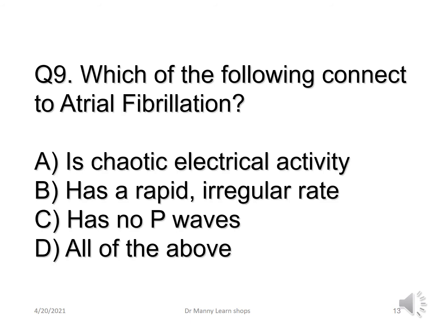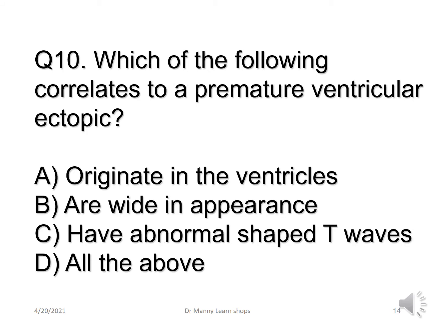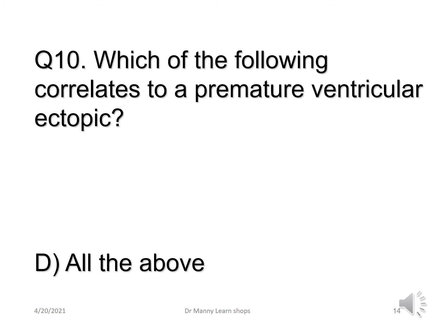Which of the following connect to atrial fibrillation? Is it A, B, C, or D? The correct answer is all of the above. Which of the following then relates to premature ventricular ectopics, PVCs, premature ventricular contractions, complexes? The correct answer is all of the above.